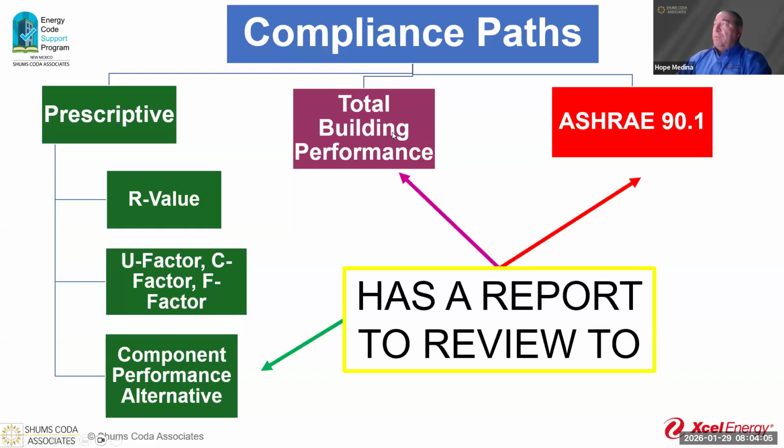On the total building performance or the ASHRAE 90.1, and the component performance alternative, we have to have a report with this, whether that's a COMcheck, an individual total building performance report, or the ASHRAE 90.1. These need to be submitted to us at the time of plan review, and we need to have them out in the field at the time of inspection. Our very first inspection, we need to have those documents on site. Otherwise, we're not going to be able to do a proper inspection out there.